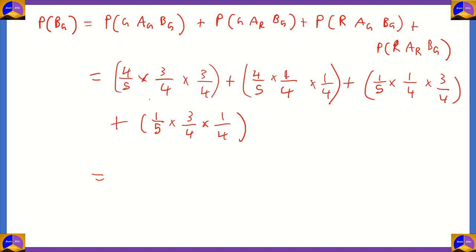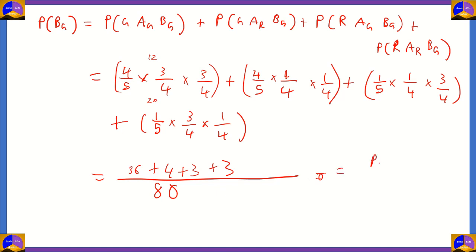So 5 times 4 is 20. 20 times 4 gives you a total of 80, so the denominator is 80 because we have the same denominator. So 4 times 3 is 12. 12 times 3 is 36. 4 times 1 times 1 is 4. 1 times 1 times 3 is 3. So therefore, we'll have 36 plus 4 plus 3 plus 3 divided by 80 as P of B green. So therefore, P of B green is equal to 46 divided by 80.